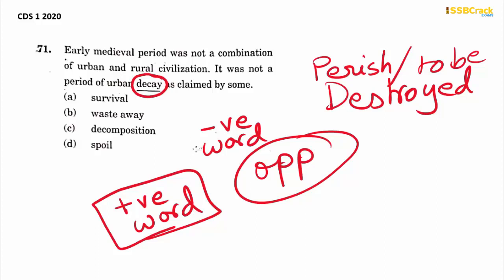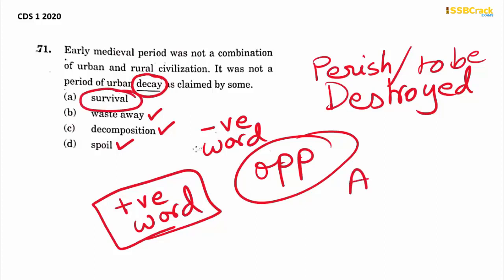If you look at these four options, survival, waste away, decomposition and spoil, all these three, waste away, decomposition and spoil, are negative words which cannot be the antonym of decay, because decay itself is a negative word. You have to find out a positive word as its antonym, and the only positive word existing in the option is survival.